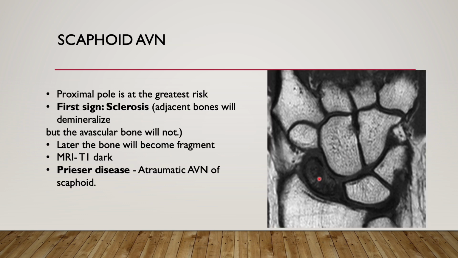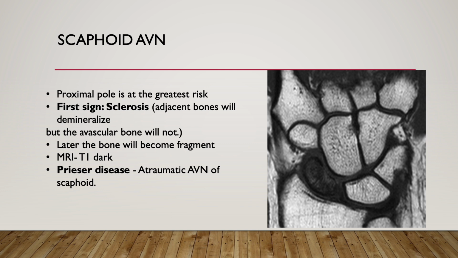Now here we can see the scaphoid is gone. It is hyperdense, right? The proximal pole is at greater risk, as we saw before, for sclerosis. Adjacent bones will demineralize, but avascular bone will not. Later the bone will become fragmented. MRI will be T1 dark, as you can see here.